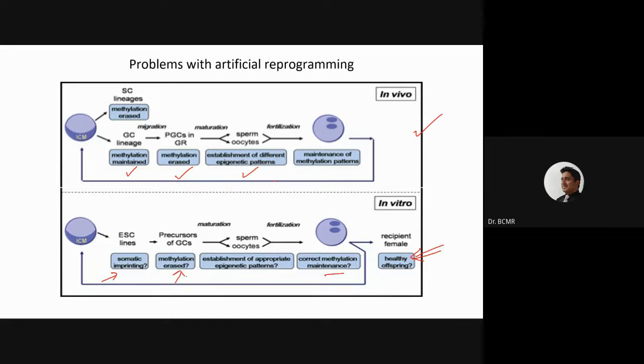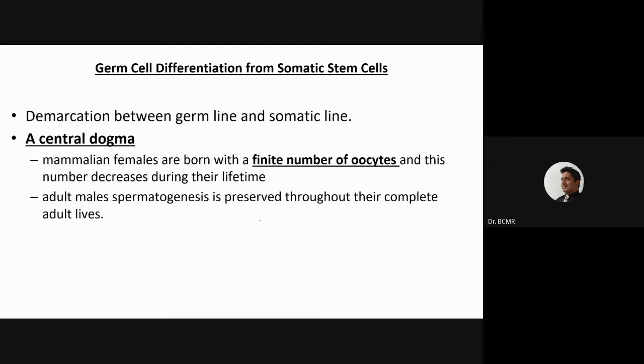So we still need to study a lot more about how to properly allow the somatic imprinting to happen, whether the methylation is going to be erased completely as it is in the normal in vivo ones, and how the imprinting patterns can be made during gametogenesis. These are some things that we still have a long way to go with. So this is the last slide. And from here, this is an assignment that you need to work on.